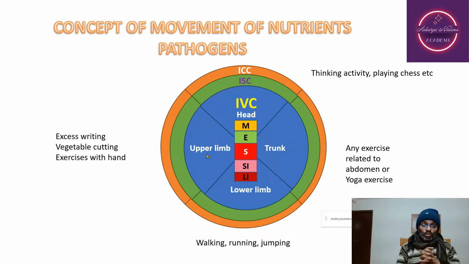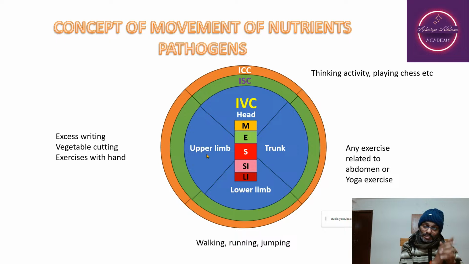And when a person does activities related to the abdomen, such as yoga practice or specific asanas with excessive movement of the abdomen, the trunk receives increased blood supply. And when the person is doing thinking exercises, or playing chess, the head receives a maximum amount of blood.